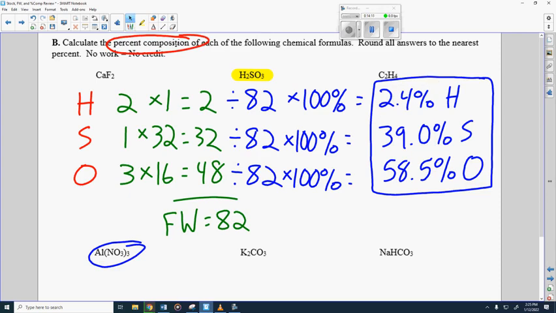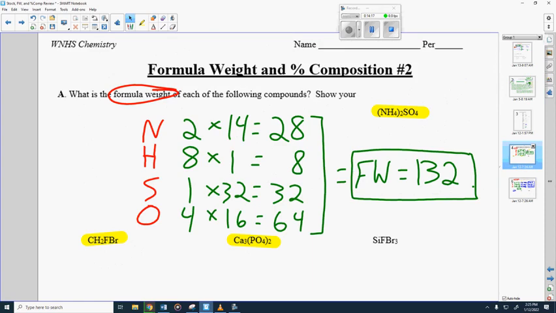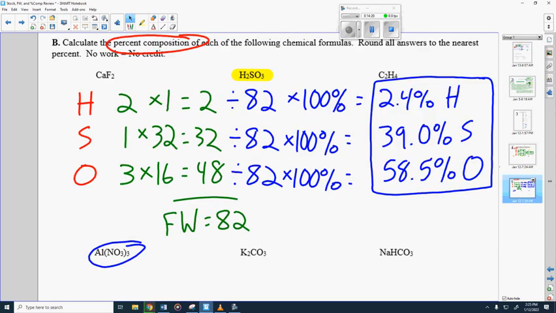Your quiz will go over not only just a regular old formula weight, which is what we did on the front with this guy, but you also need to do a percent composition, which requires you to do a formula weight and then to go ahead and find the percentage contributions of each element like we did here.